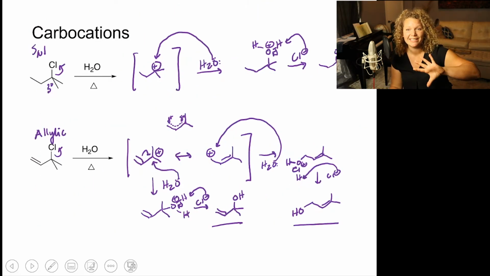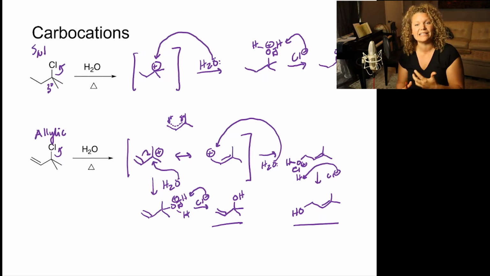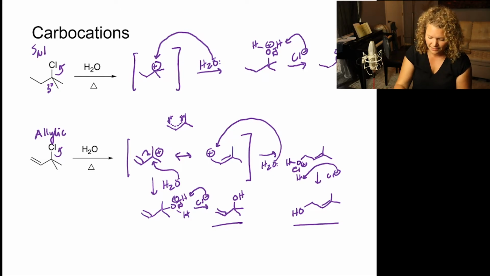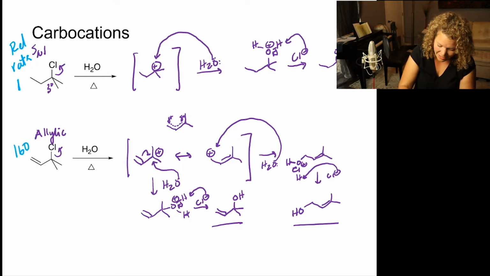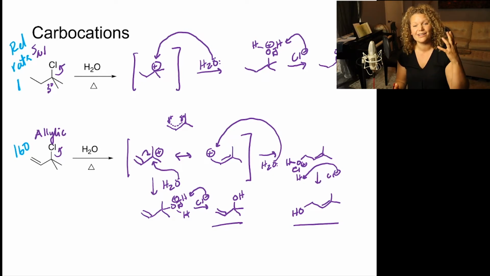Let's go back to our allylic system. In this case, the reaction rate is described, again, like we talked about, by the formation of our carbocation. So essentially, a more stable carbocation would lead to a faster reaction. If I compare a relative rate, and I say that this rate were 1, the SN1 reaction within this allylic system is 160 times faster. And this is because of the stabilization of that carbocation.